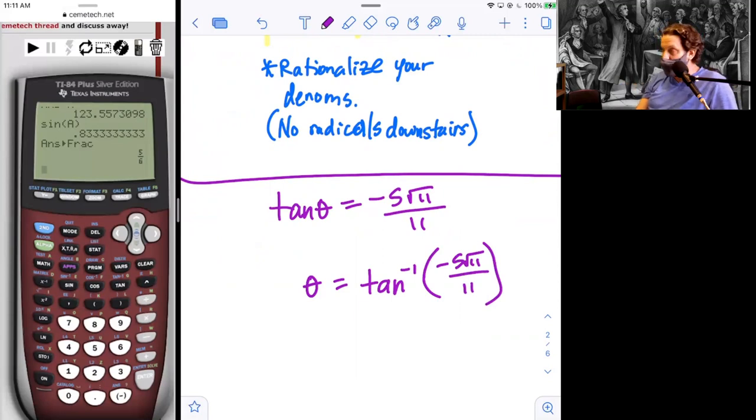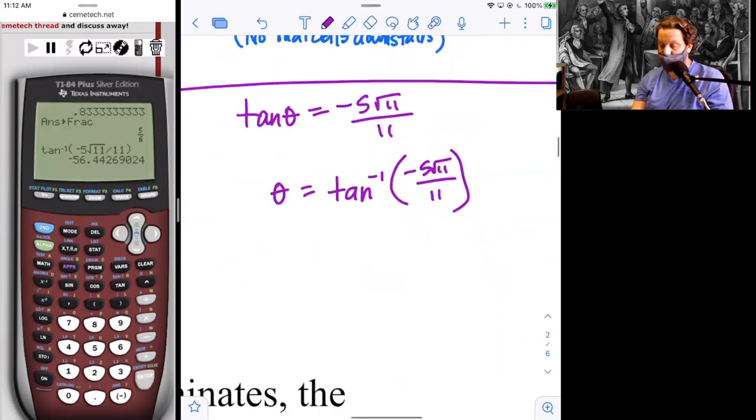Now, let's type that into the calculator. I'll go over here to the calculator, let me turn it on, and I hit second tangent now of -5 square root of 11 divided by 11. And I didn't use the horizontal division bar because we're only dividing by 11. So it's a little bit faster this way. Make sure you click out of the radical when you put divided by 11. All right. So boom, I get -56.